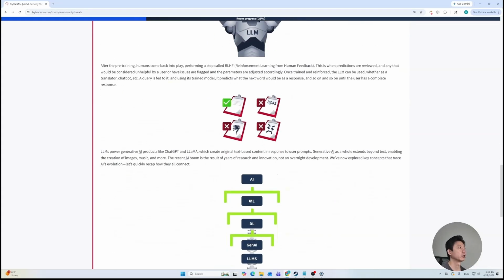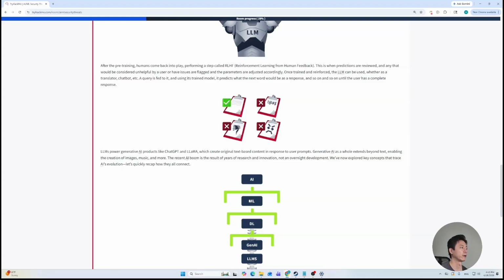After the pre-training, humans come back into play, performing a step called RLHF, reinforcement learning from human feedback. This is when predictions are reviewed, and any that would be considered unhelpful by a user or have issues are flagged and the parameters are adjusted accordingly. Once trained and reinforced, the LLM can be used as a translator, chatbot, etc. A query is fed into it, and using its trained model, it predicts what the next word in a response will be, and so on until the user has a complete response.